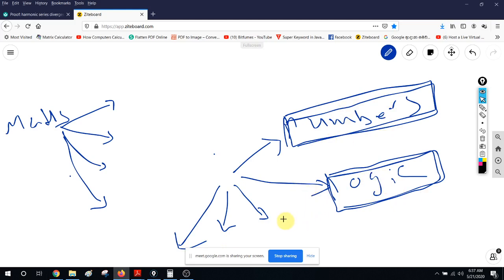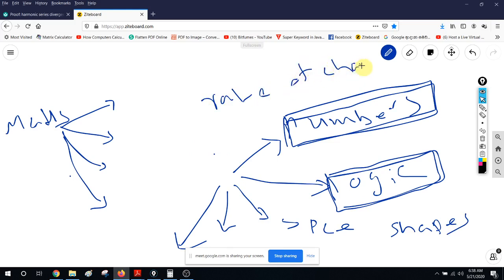Then we are going to discuss space, shapes, and things like rate of change. So if I keep adding: numbers, logic, space, shape, rate of change. When I accumulate these things, that is maths.